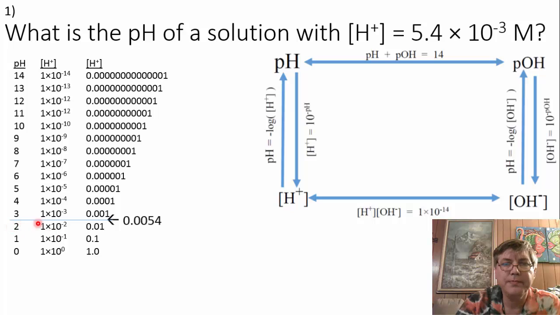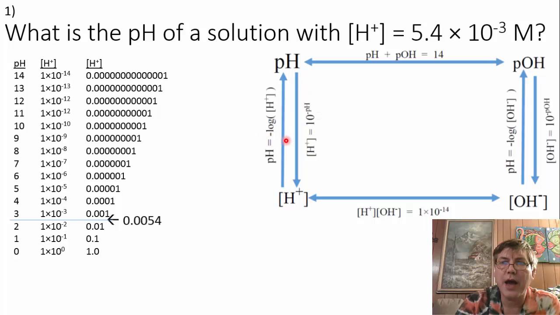So if we draw a line, we can see that 5.4 times 10 to the negative 3, or 0.0054, is a little more than 0.001, but not as much as 0.01. So our pH is going to fall somewhere between 2 and 3, so it'll be 2 point something. But what that is, we need to use a calculation to find out.